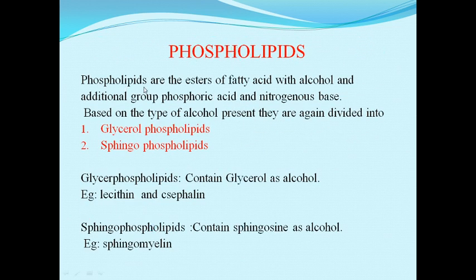Phospholipids. Phospholipids are the esters of fatty acid with alcohol and additional groups phosphoric acid and nitrogenous base. Here we can observe that esters of fatty acid will be there along with the alcohol and phosphoric acid, so we call it a phospholipid. Again, based upon the presence of alcohol, phospholipid is divided into glycerol phospholipid and sphingophospholipid. Glycerol phospholipid contains glycerol as the alcohol. Sphingophospholipid contains sphingosine as the alcohol.